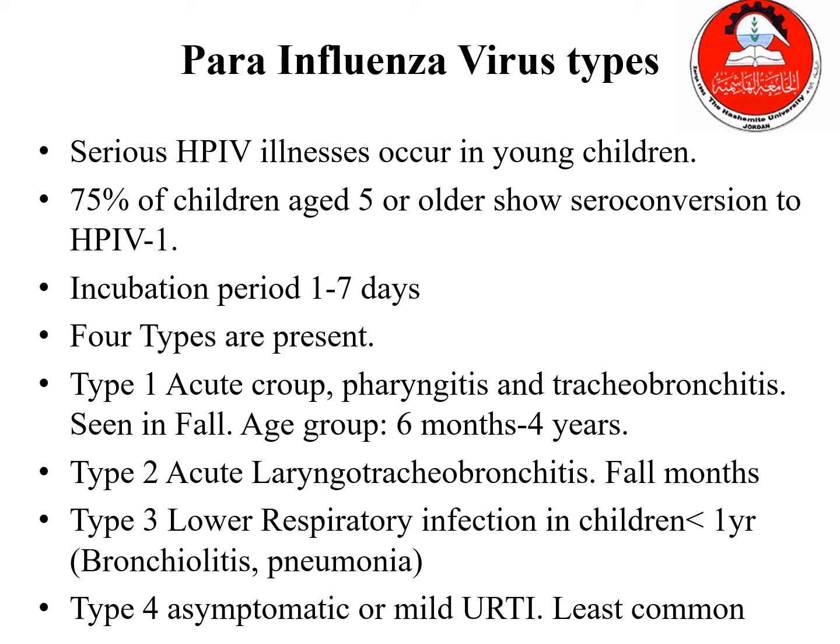Type 4 is most of the time asymptomatic or associated with mild upper respiratory tract infection, and type 4 is the least common type of parainfluenza viruses to cause infection.